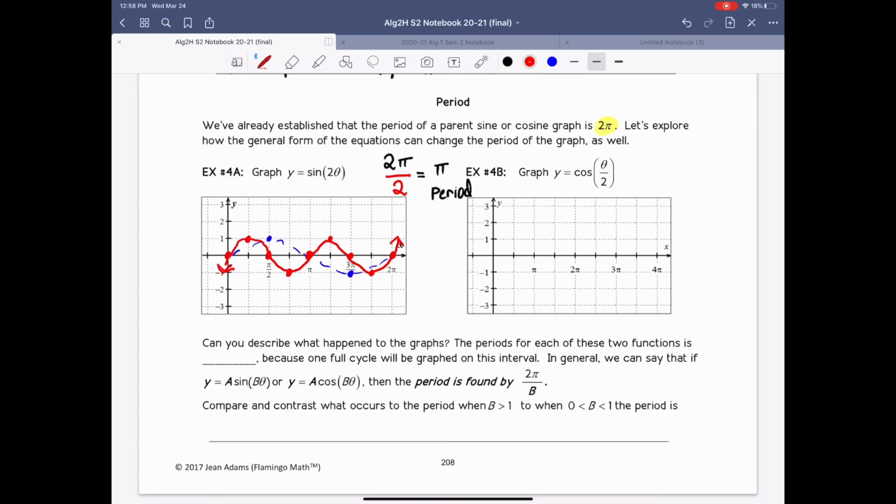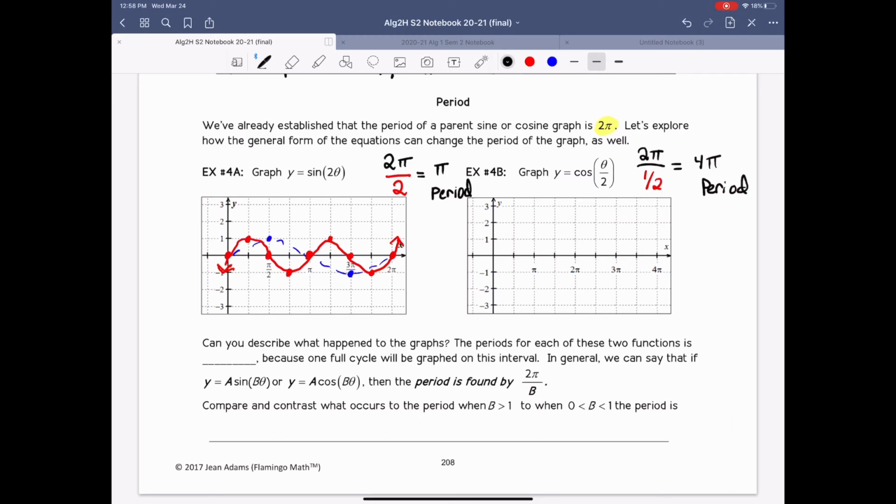We have y equals cosine of theta divided by 2. So once again, to find the period change, all we're going to do is take the standard period, 2 pi, and divide it by the number inside parentheses. Now, theta over 2 can also be written as 1/2 theta. So we're going to divide 2 pi by 1 over 2. And essentially that means we're multiplying by 2. So our new period is going to be 4 pi radians.